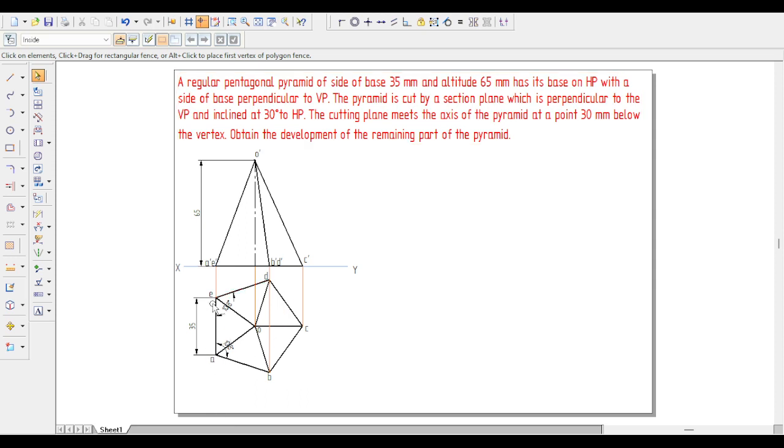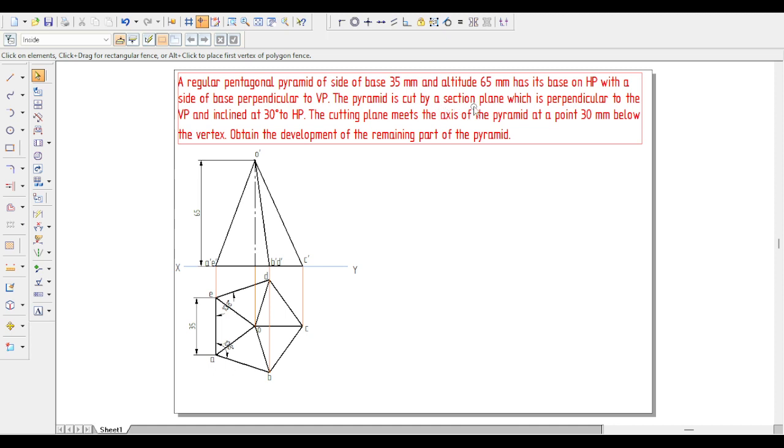Among the five sides, one side I made perpendicular to VP. So I drew this regular pentagon, and you can see the included angles are 108 degrees. Then all the base corners of the pentagon I connected to the point O, the apex point, or we can say the vertex. So here we can see all the slant edges AO, BO, CO like that. Then the respective top view and front view I drew here.